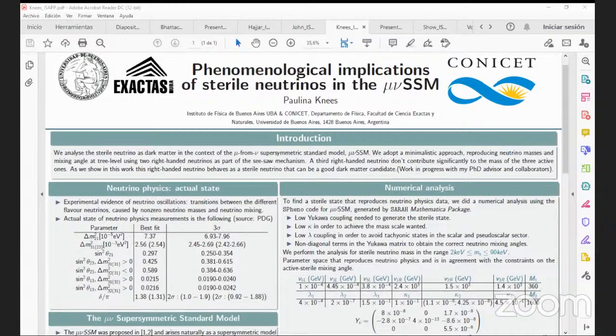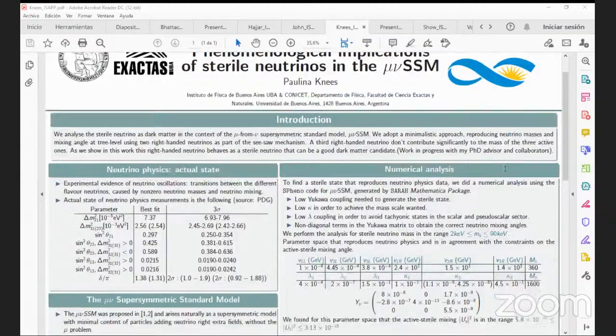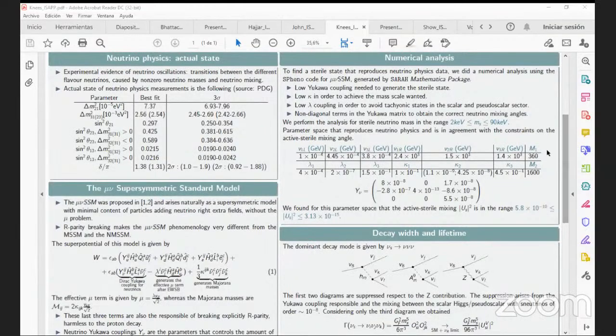Because we have a very, very low Yukawa coupling, to reproduce the mixing angles of neutrino physics we need a non-diagonal Yukawa matrix. And as we can see in this table here, this is the parameter space we found that reproduces neutrino physics for a sterile neutrino between 2 keV and 90 keV. We can go down a little bit. Thank you. And for this parameter space, we found this value for the mixing between sterile neutrinos and active neutrinos. Secondly, we calculate the lifetime.